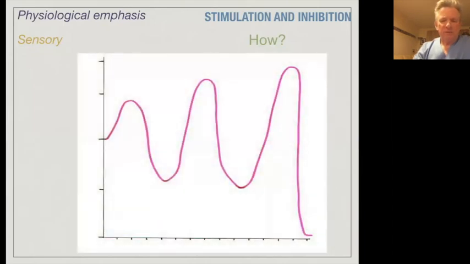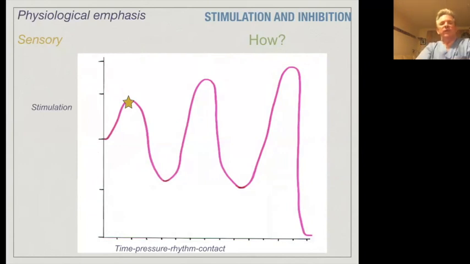This is a chart. If you've ever seen me lecture, this is one I use to describe inhibition. It's not a scientific model, just an illustration. On our x-axis we have time, pressure, rhythm, contact, 101 different variables. On the other side, we have the actual degree of stimulation or inhibition. So the initial contact with the patient, with the soft tissues, becomes a very light stimulation, albeit stimulation. If that contact is maintained, the pressure is a little bit deeper, etc., that becomes inhibition.